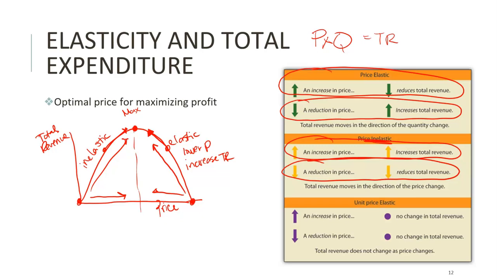If it's unit elastic, there's going to be no change. So 10% change in price, 10% change in quantity, and it sort of evens out, right? One went up 10%, one went down 10%, you're going to get that same total revenue.